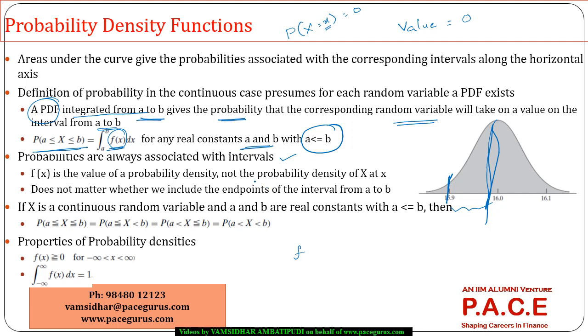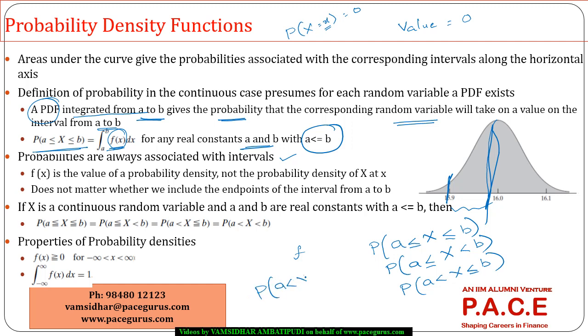We will not define the probability for a point. So for a point there is no meaning. We are always defining probabilities associated with the interval. Because of this particular reason, even if I say probability of A less than or equal to X less than or equal to B, or probability of A less than or equal to X less than B without including equal to here, probability of A less than X less than or equal to B, or even probability of A less than X less than B.